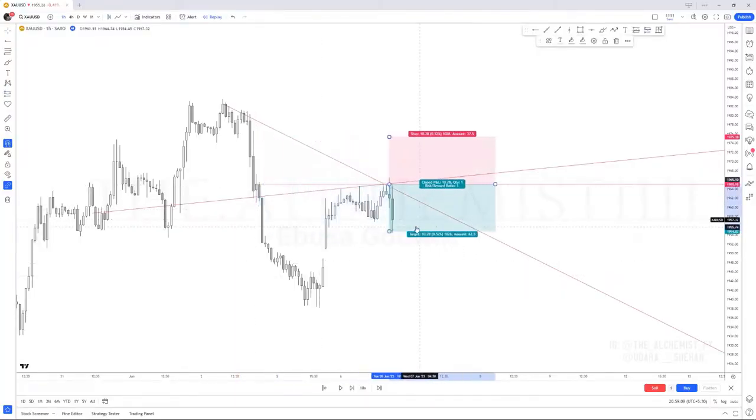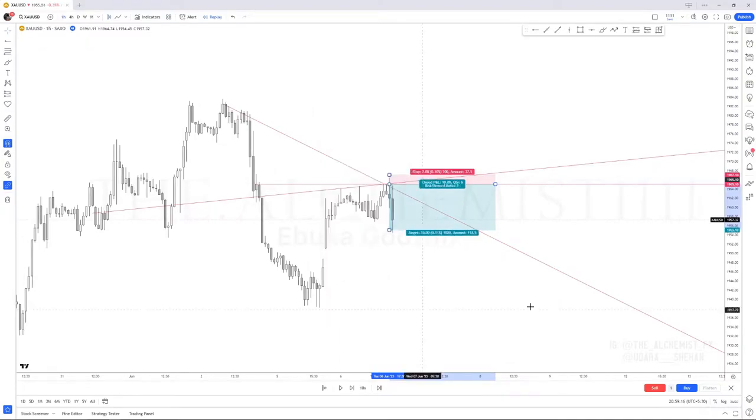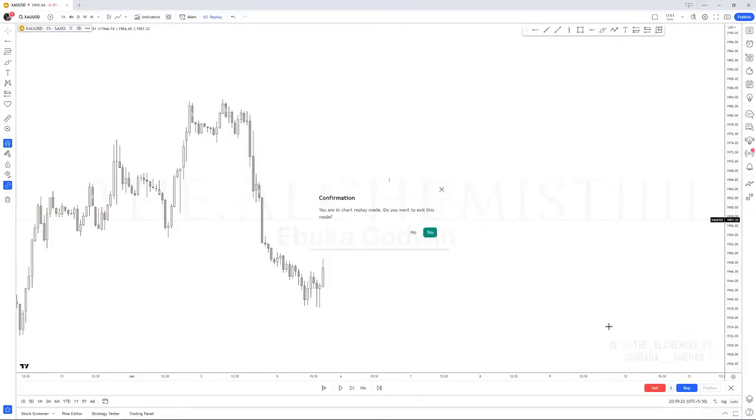Okay, so look at this. I'm sorry, 20 pip stop loss and 100 pip target. There we go, 5%. Easy. Okay, so you can do stuff like this. I'll show it to you. So that's that. Now you see this, right?